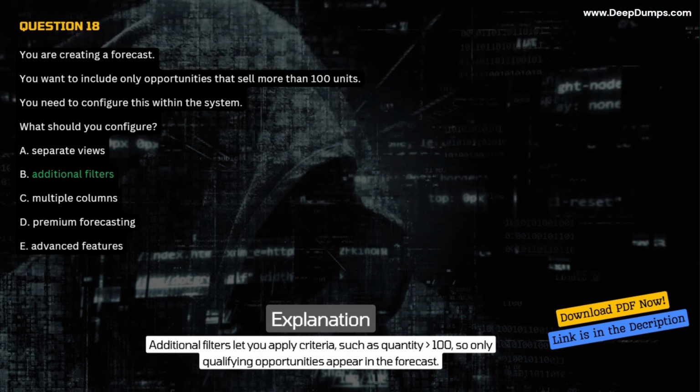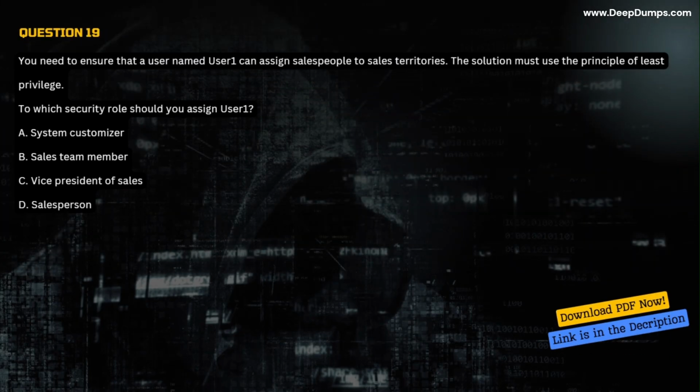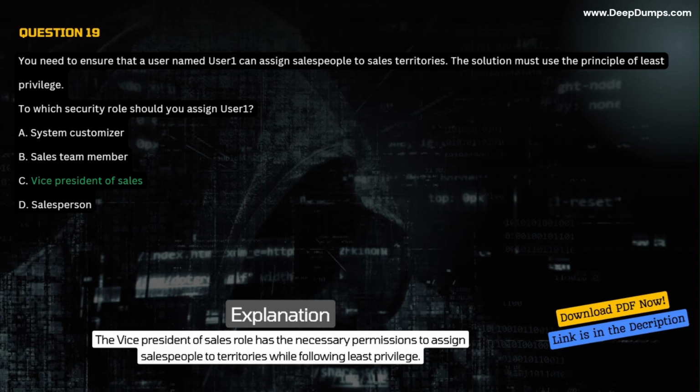Question 19. You need to ensure that a user named User1 can assign salespeople to sales territories. The solution must use the principle of least privilege. To which security roles should you assign User1? A. System customizer. B. Sales team member. C. Vice President of Sales. D. Salesperson. Correct answer C. Vice President of Sales. Explanation. The Vice President of Sales role has the necessary permissions to assign salespeople to territories while following least privilege.